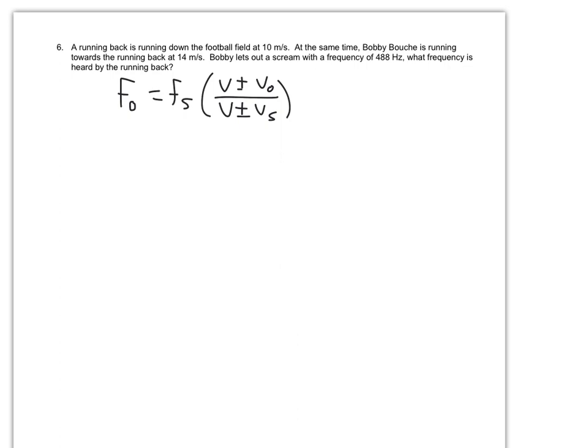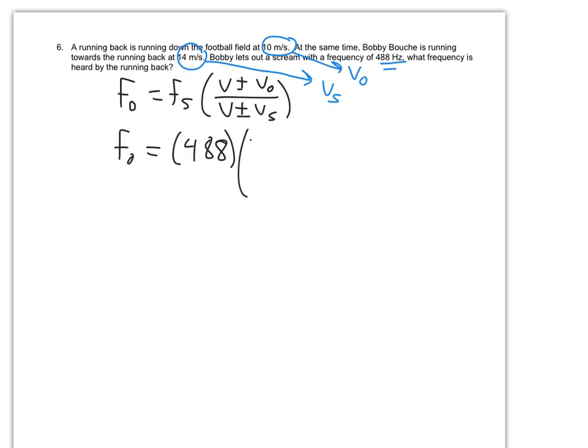And so we have here 10 meters per second. That is the observer in this case, the running back, so that's going to be VO. And the 14 here will be VS. And then, of course, the 488 is the frequency of the source. So we can say the frequency observed will be equal to the frequency of the source, which is 488, times V, which we know is 343. That's the speed of sound in air.